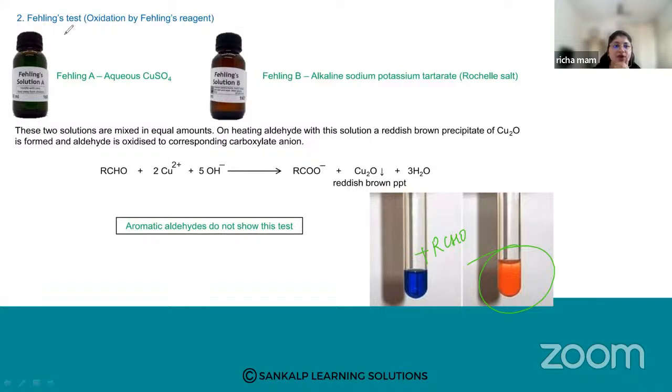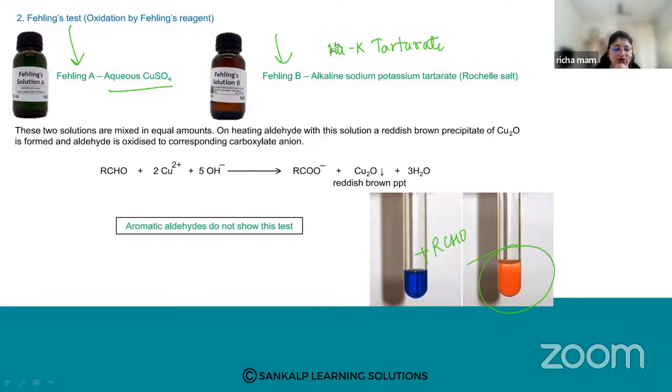So remember, how is Fehling's solution prepared? By mixing Fehling's A and Fehling's B. What is Fehling's A? Aqueous copper sulfate solution. Fehling's B is sodium potassium tartrate, or it is called Rochelle salt.